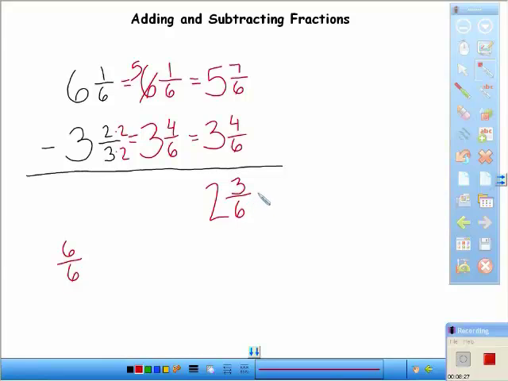And is this my answer? Not yet, because these are both reducible. 3 and 6 are both divisible by 3. This would be 2 and 1/2. So that is how you add and subtract fractions.